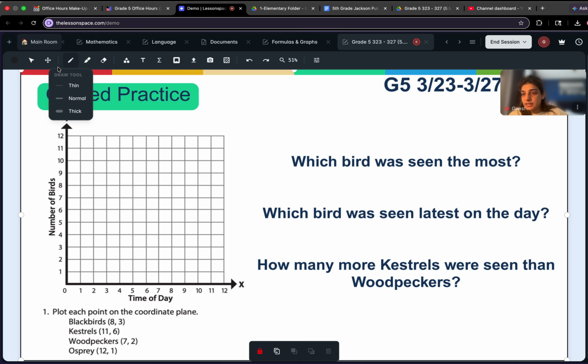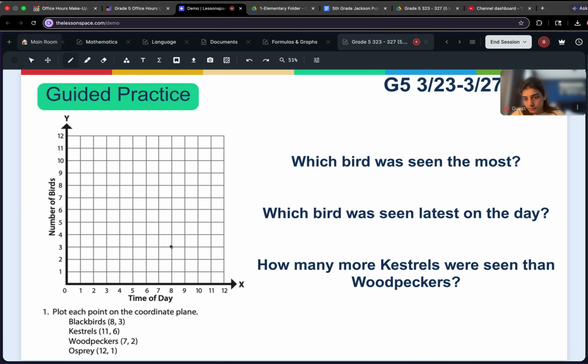All right, let's select the draw tool. Okay, the very first word is blackbirds, and you can see the coordinate points. It's 8 and 3. The very first one is for the x-axis, so this is the x-axis, this is 8. We have to go 1, 2, and 3, and it will be right here, right? And this is for blackbirds. Let me write blackbirds too.